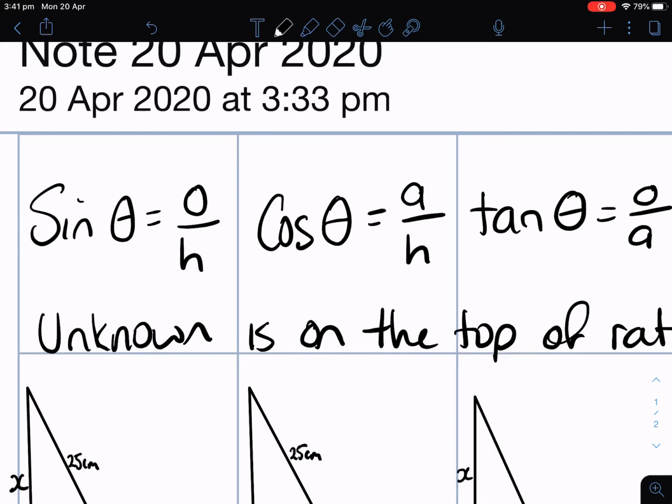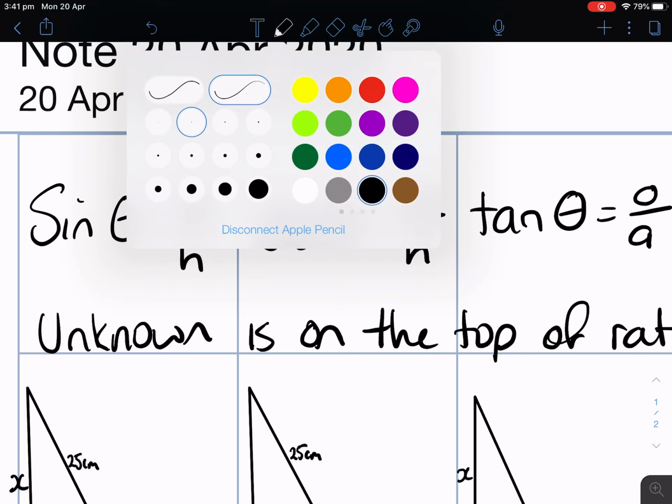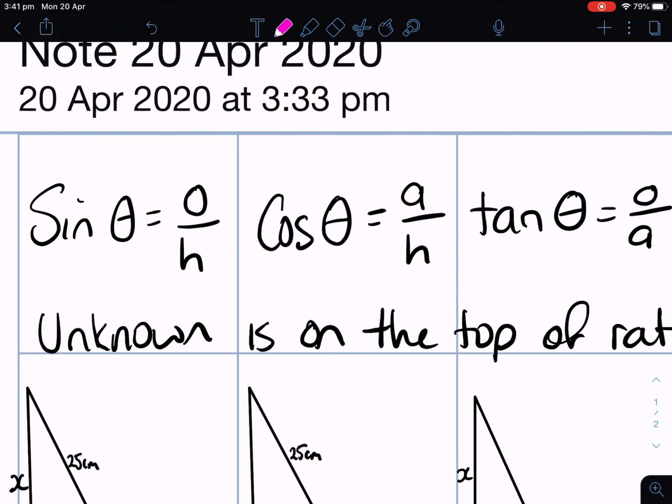Okay, looking at trigonometric ratios to help find an unknown side in a right angle triangle. We can see here that we're going to be using sine, cos and tan. So we have sine of theta is opposite over hypotenuse, cos of theta is adjacent over hypotenuse, and tan of theta is opposite over adjacent.